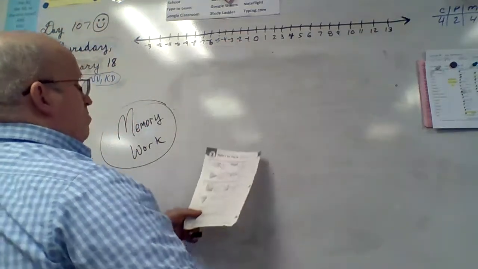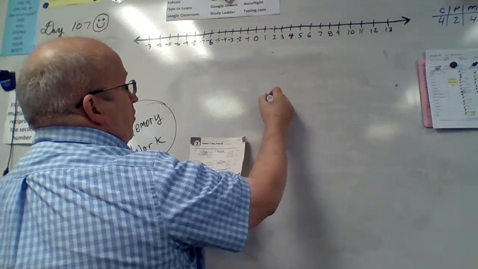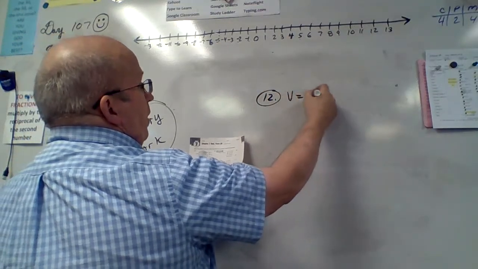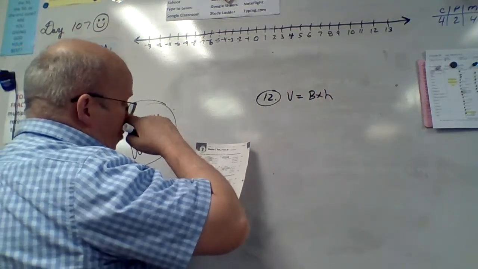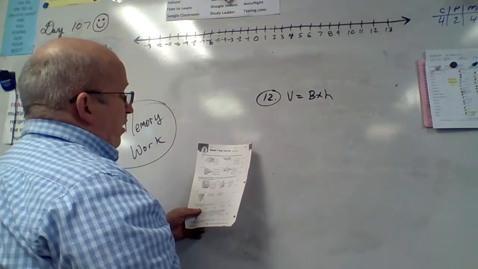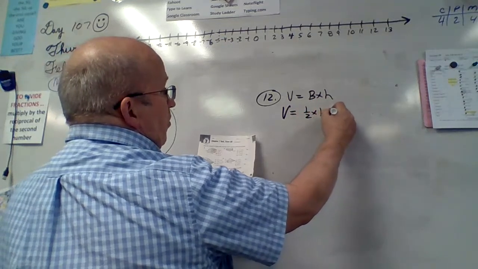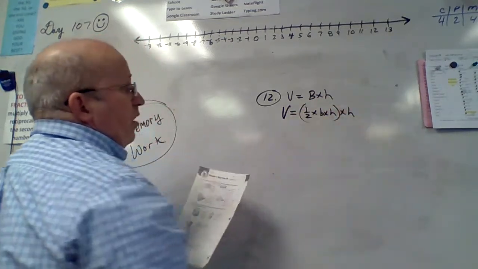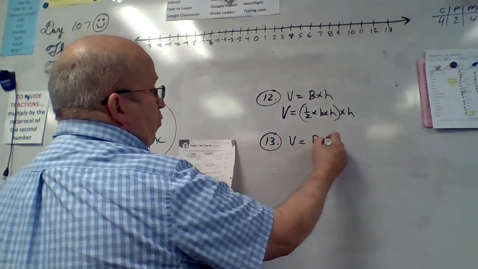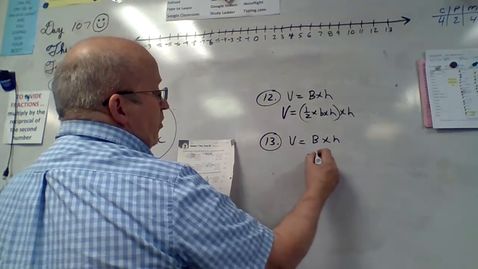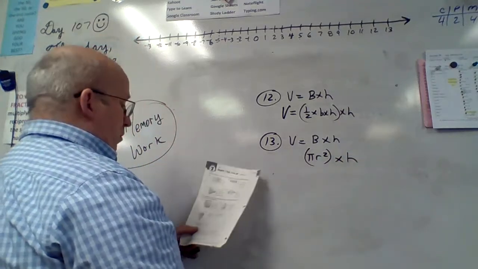Number 12, we're supposed to find the volume, right? Isn't that for number 12, volume equals capital B times H? And since the volume of that shape happens to be a shape that has a triangular set of bases, we need to change that so that it becomes this when we find our volume, right? 13's a cylinder, so we start with that same formula, but since the bases are circles, we're going to change the capital B to pi r squared.